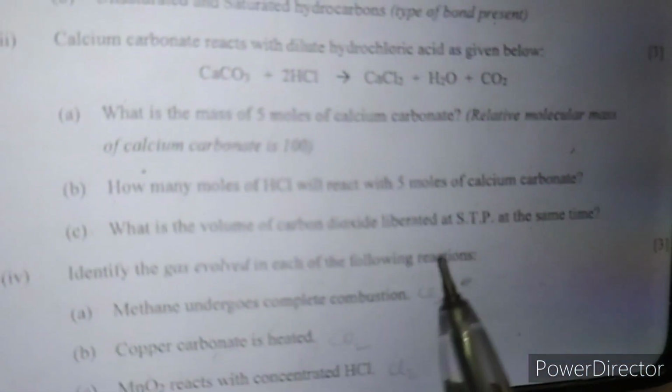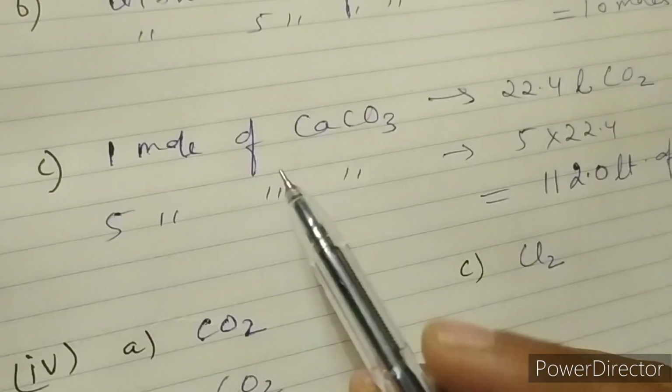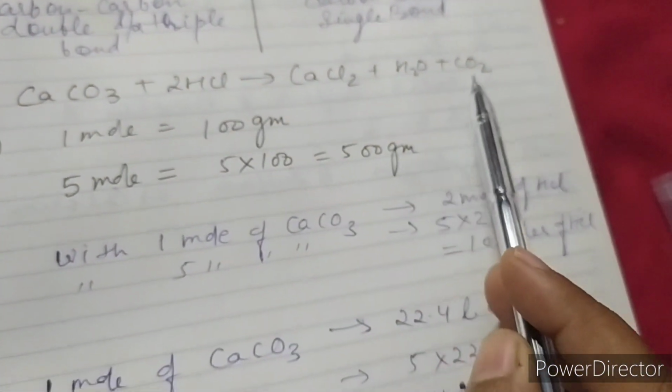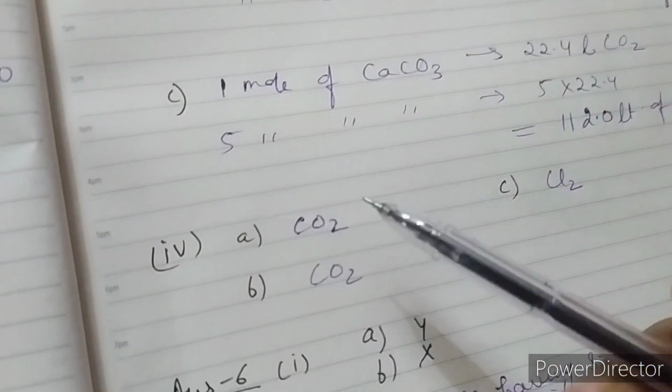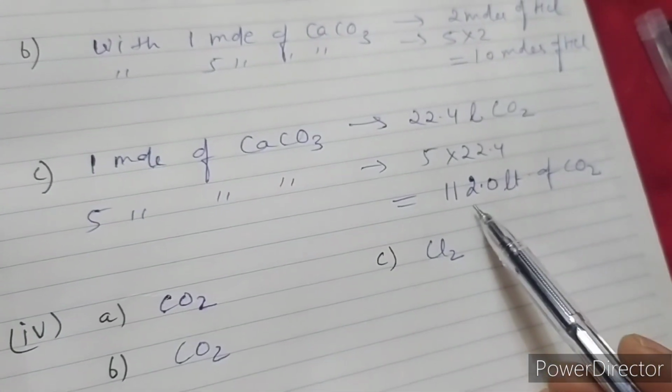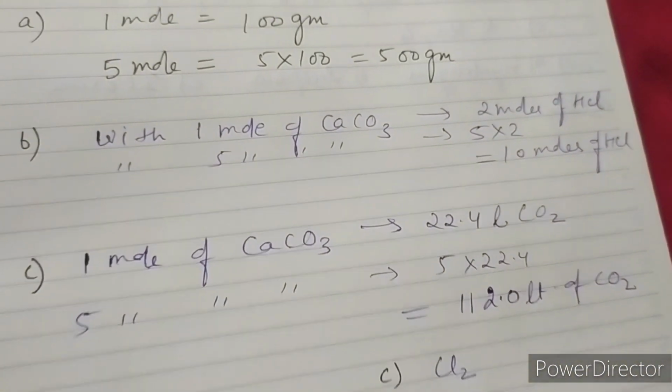The third part is what is the volume of CO2 evolved at the same time. So 1 mole of calcium carbonate gives 22.4 liters of CO2. So 5 moles will give how much? That is 112 liters of CO2 at STP. So you have to show all the calculations. Check the answers from here.